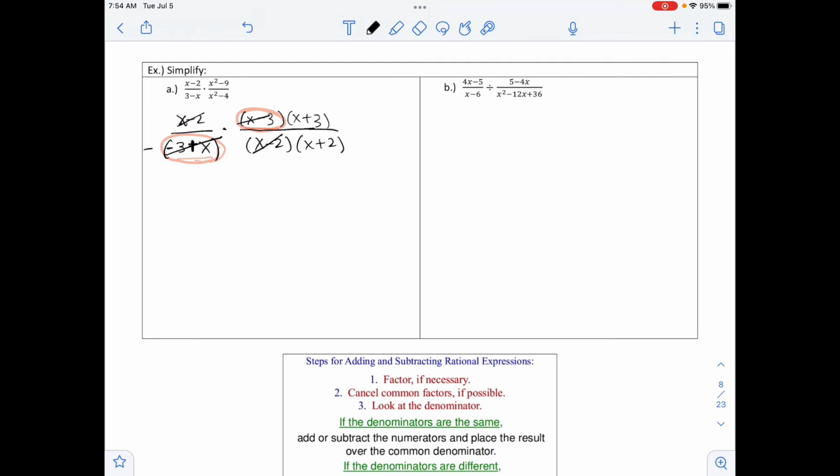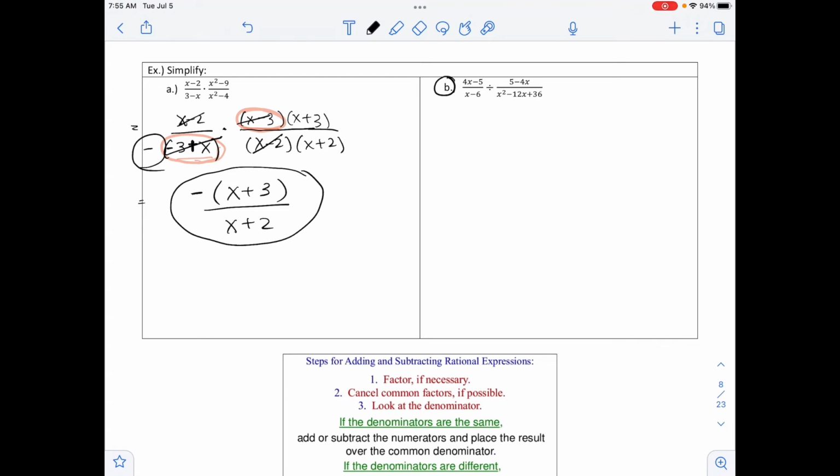And so we are left over with an x plus 3 in the numerator and an x plus 2 in the denominator. We also have this negative sign here that we can't forget. So I'll put that in the front on the numerator, but again, you could put it either in the middle in the numerator or in the denominator. It's the same thing. If you would like, you could distribute the negative too. That's an equivalent answer. Part B, I'm going to circle, and we'll look at that one together in class.